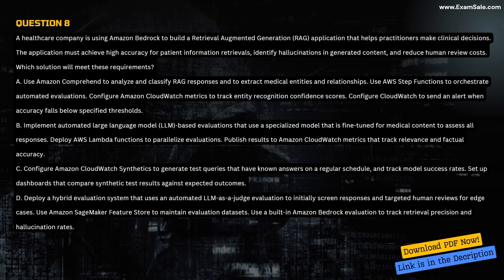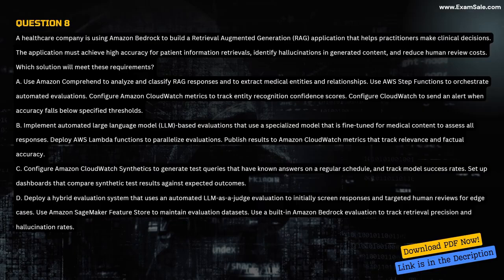B. Implement automated large language model (LLM) based evaluations that use a specialized model that is fine-tuned for medical content to assess all responses. Deploy AWS Lambda functions to parallelize evaluations. Publish results to Amazon CloudWatch metrics that track relevance and factual accuracy.